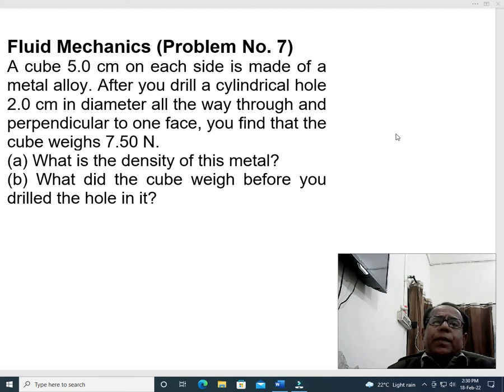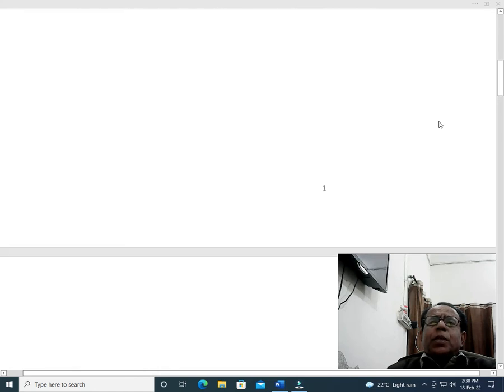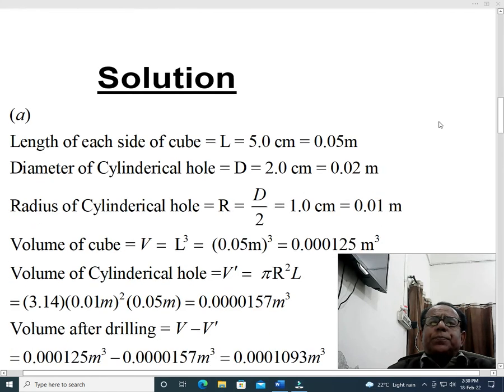Density is to be determined and before drilling its weight is to be determined. Dear students, here 5.0 centimeter and 2.0 centimeter, these two quantities must be converted into meter because we are following the MKS system. Okay, now we come toward the solution.